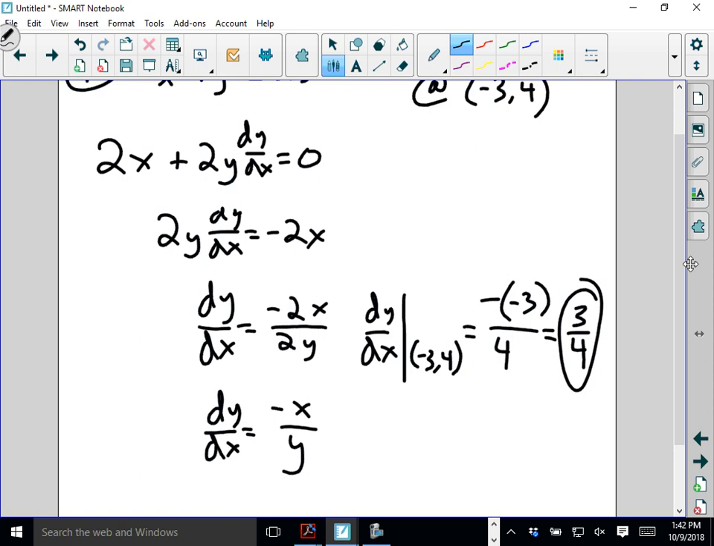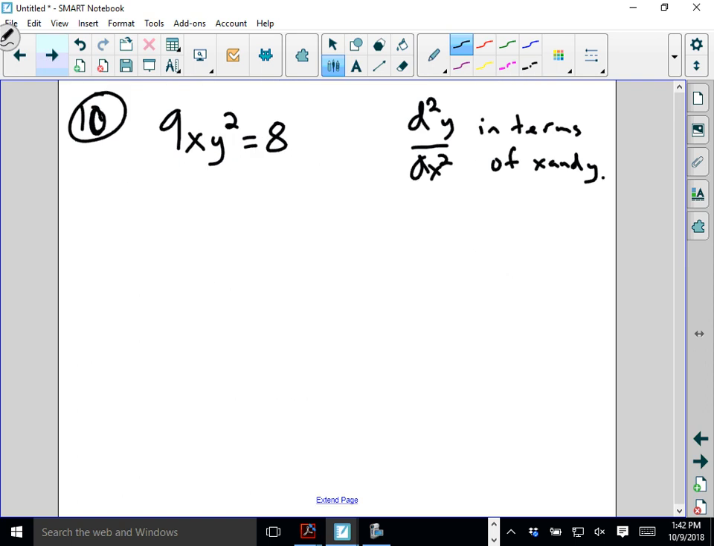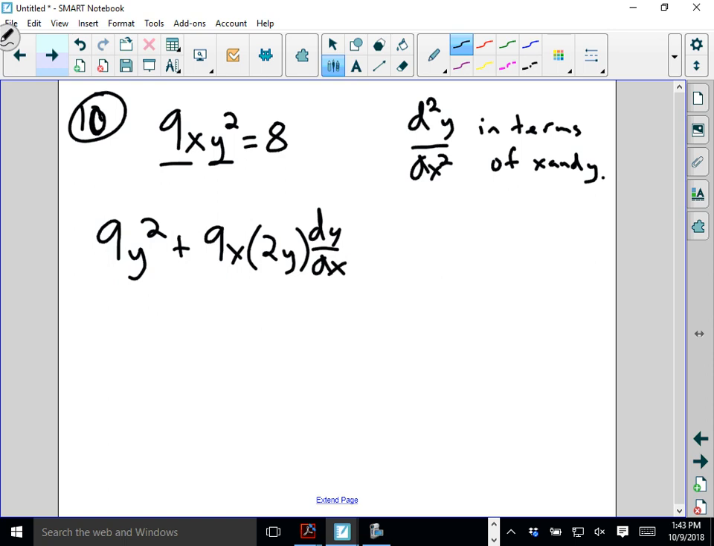Last problem that I want to look at is problem 10. Problem 10, we have to find the second derivative, and we want that in terms of x and y. So to get to the second derivative, we're going to end up doing two derivatives here. So the rule that we see right off the bat, I see a 9x and a y squared. That would be the product rule. The derivative of 8 is going to be no problem. So I do the derivative of the first times the second plus the first times the derivative of the second, multiplying by dy dx because I did a derivative of y, and that has to equal 0.